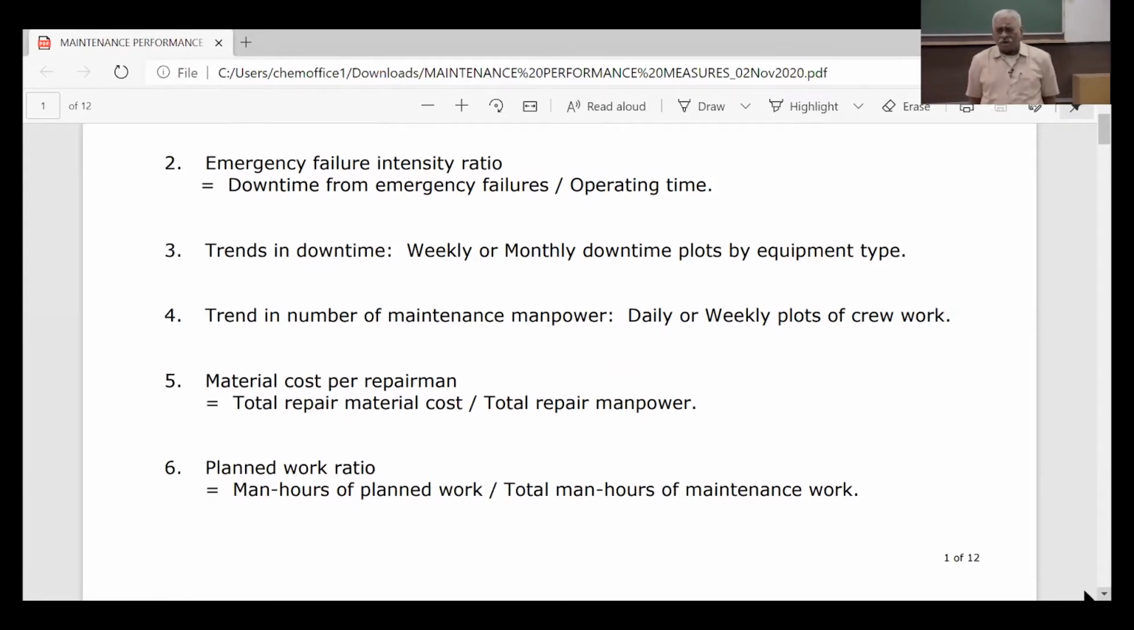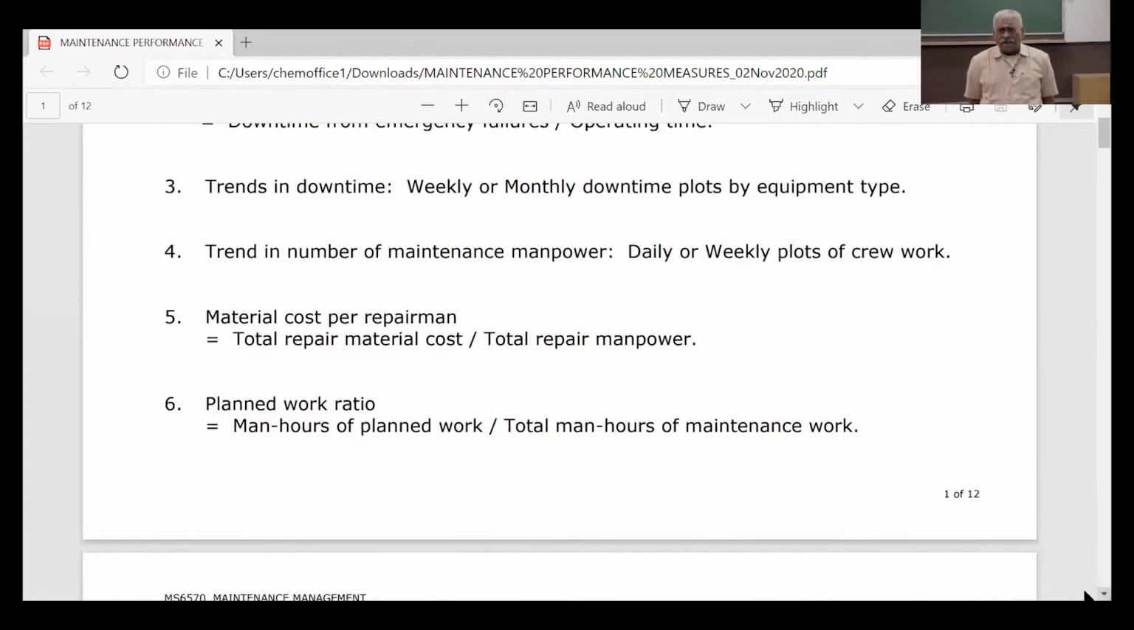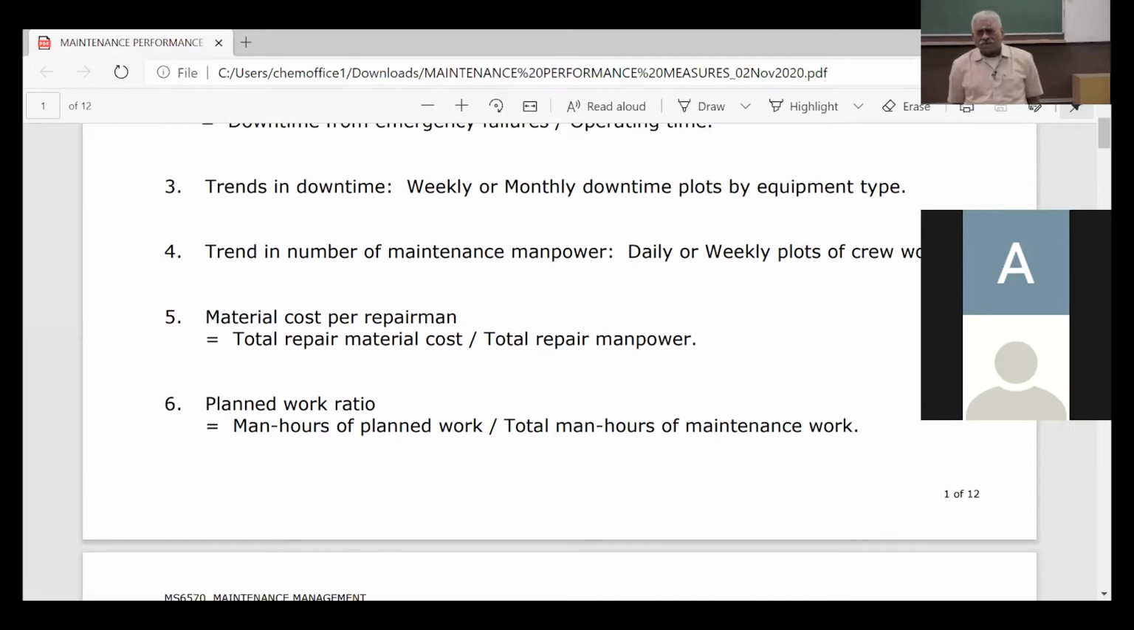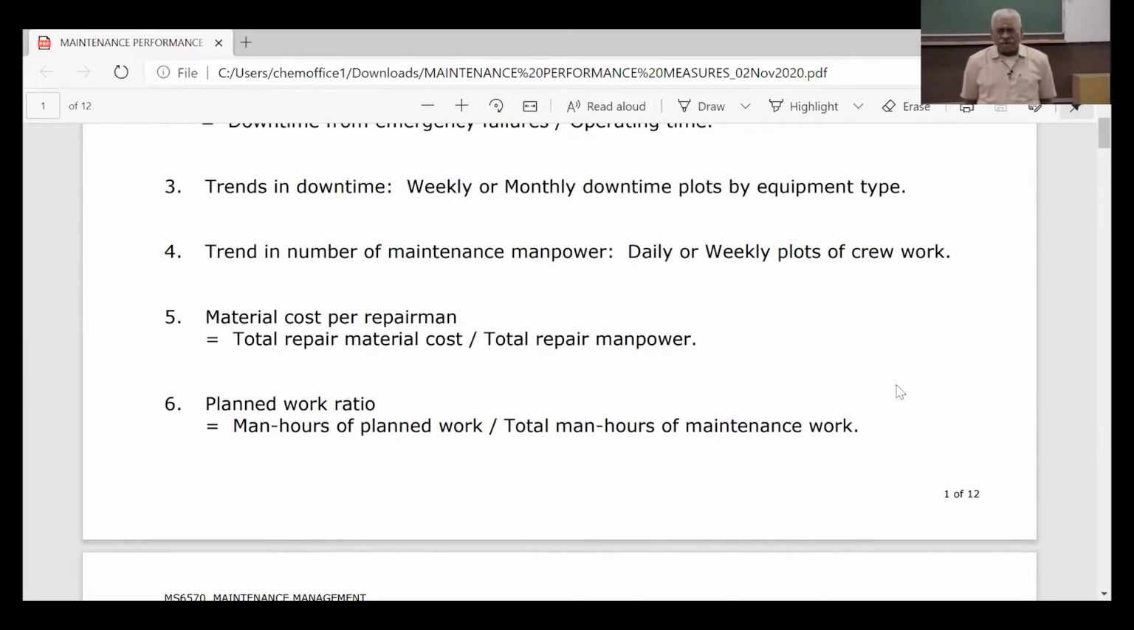So then material cost per repair man, total repair material cost by total repair manpower, and then the planned work ratio. This is something which I don't think we discussed yesterday. Am I right? Did we discuss planned work ratio yesterday? No, sir. So good. So we discussed five, I remember. So the sixth one is planned work ratio.